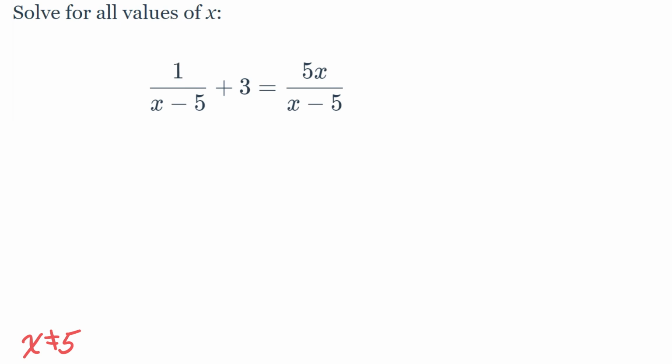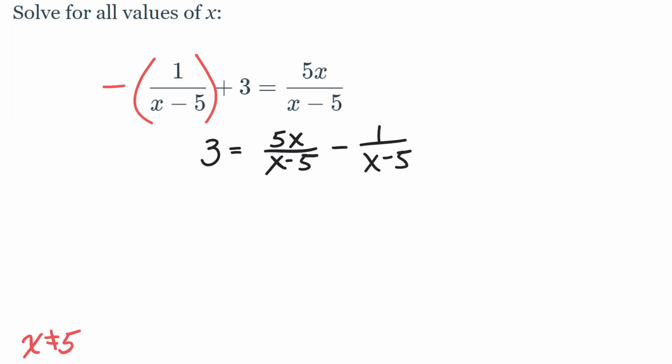My suggestion to you is anytime we do have a common denominator, go ahead and get those values to the same side. So I'm going to take this entire expression right here and move it to the other side with the subtraction sign, just like you see here. I'm going to rewrite this, even though we can probably do this with some mental math. But what this would look like is 5x over x minus 5 minus 1 over x minus 5.